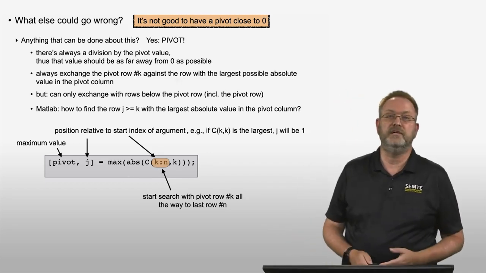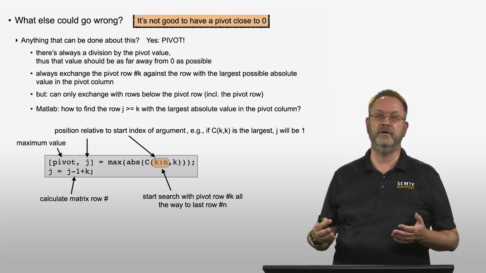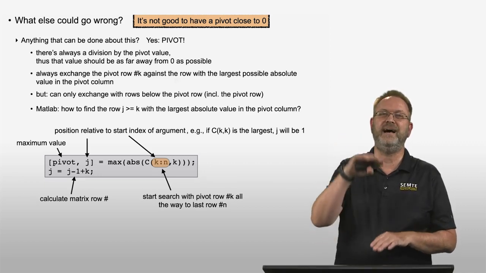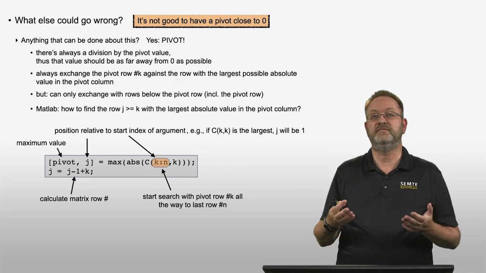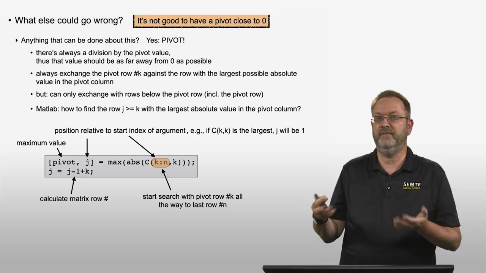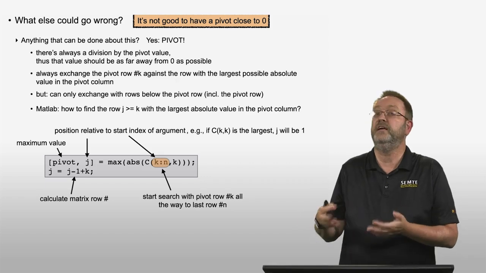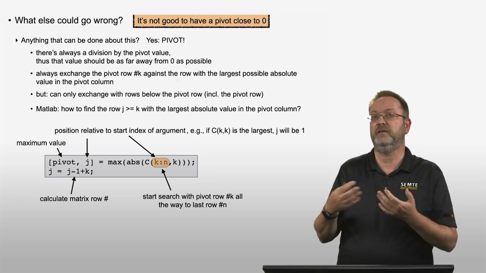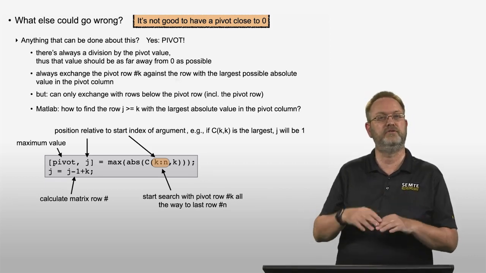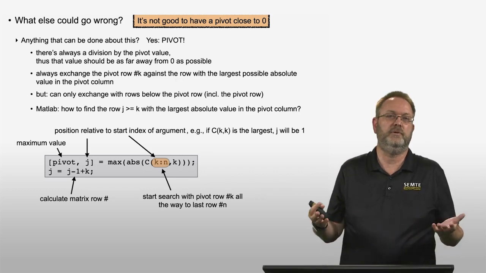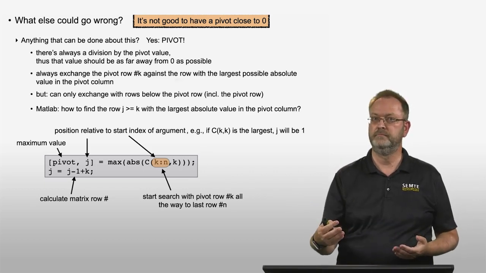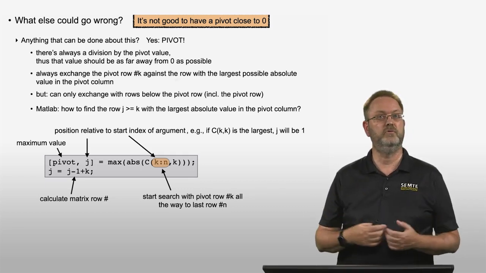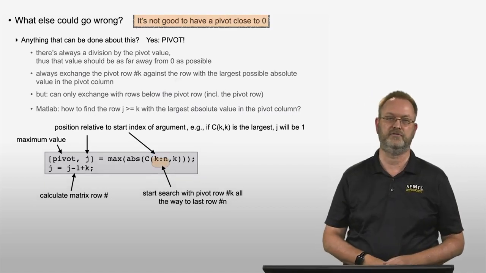So then we have to find the row number relative to the entire matrix. As an example again, if the pivot value ckk is largest, then j will be 1, but the actual row number that we want to get back is k, because that is the row number relative to the entire augmented matrix. So how do we do this? Well, we just subtract 1 and then we add k. And then this j value will be the row number relative to the entire matrix.